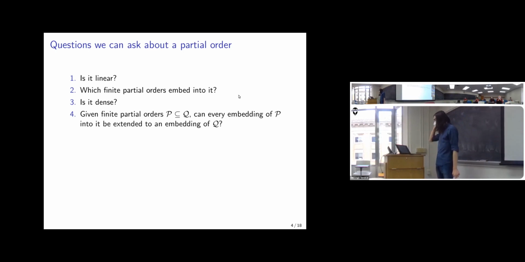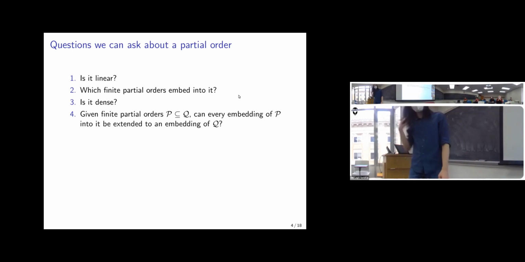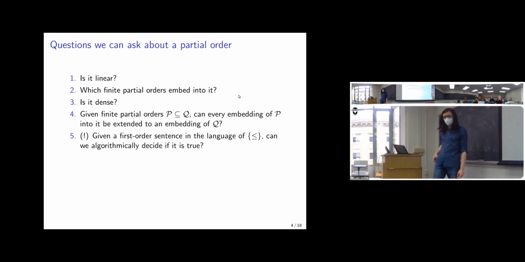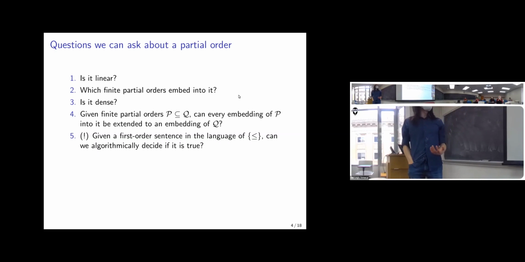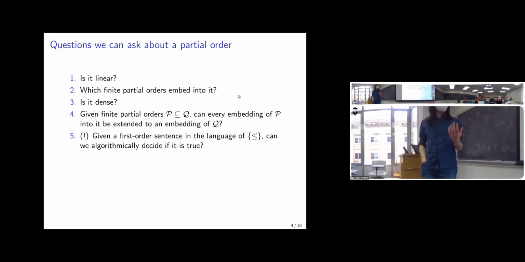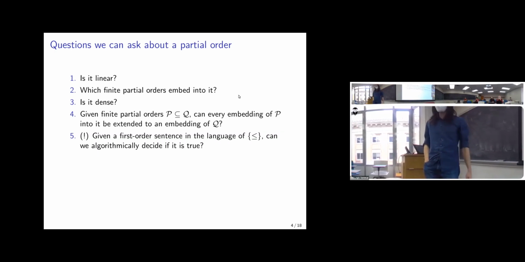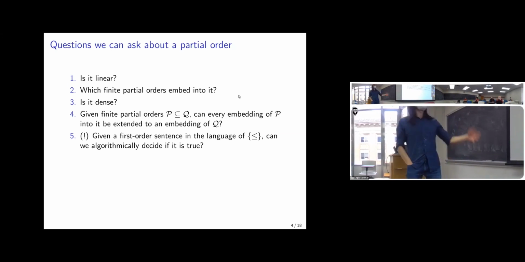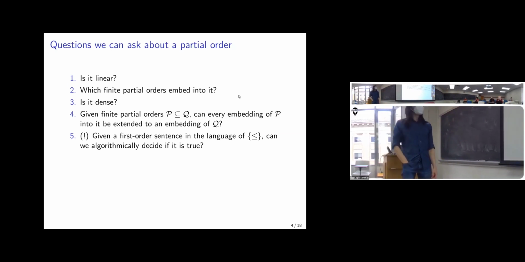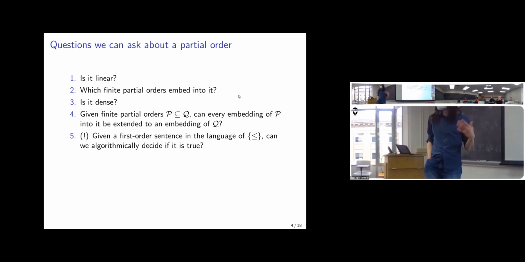So these are natural questions that we can ask. And question 5 now is going to be a different kind of question, a vast generalization. All of these questions, 1 to 4, we can view as first order sentences in the language of partial orders. All of them can be expressed in the first order way. And the question here is, can we decide if these are true or not in an algorithmic way?